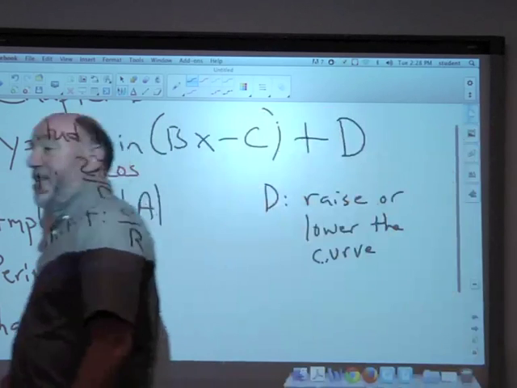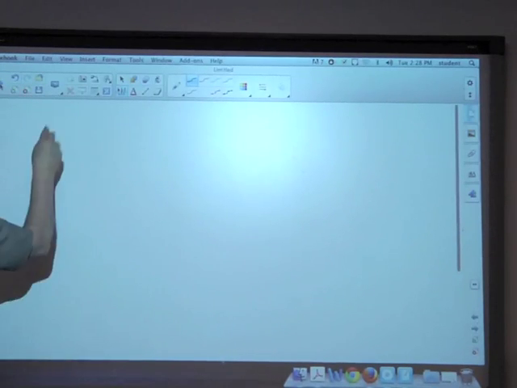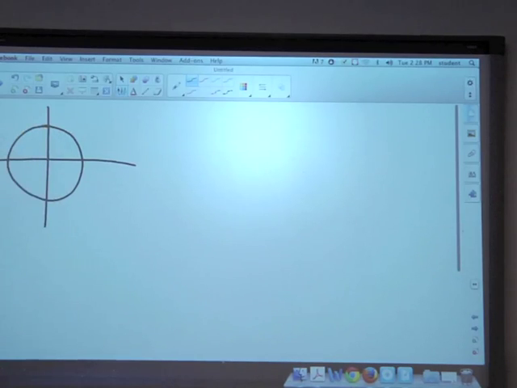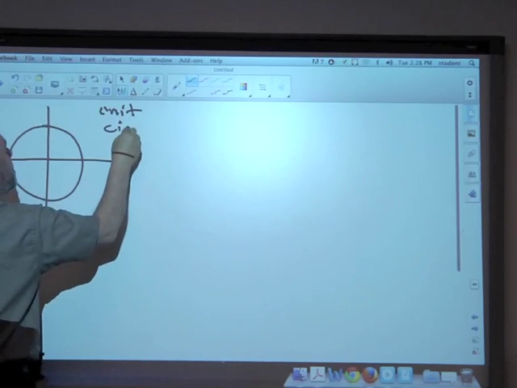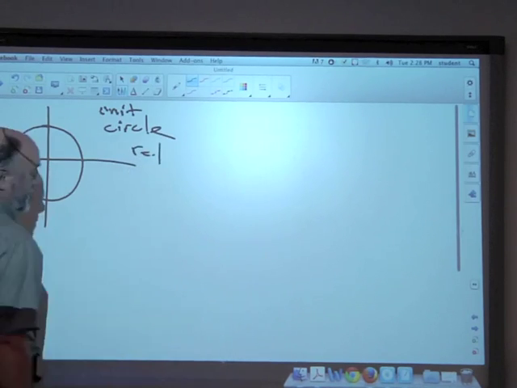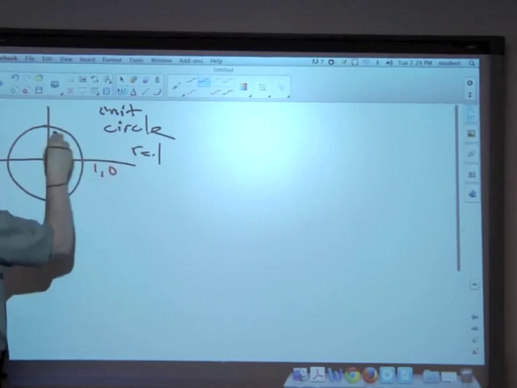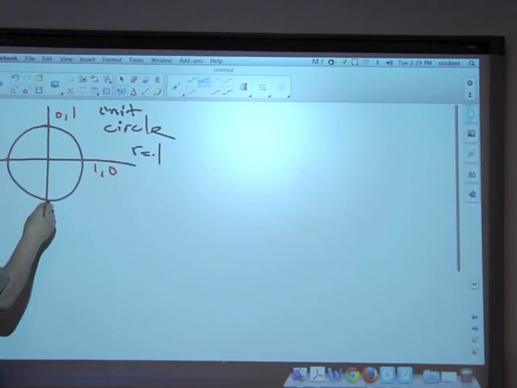So that's in terms of graphing the trig functions. Let's first look at our basic sine wave. If I draw out a unit circle, a unit circle is a circle where the radius is equal to 1. So this will be the point 1, 0. This is going to be 0, 1. This is going to be negative 1, 0. And then this will be 0, negative 1. On a unit circle. Okay?